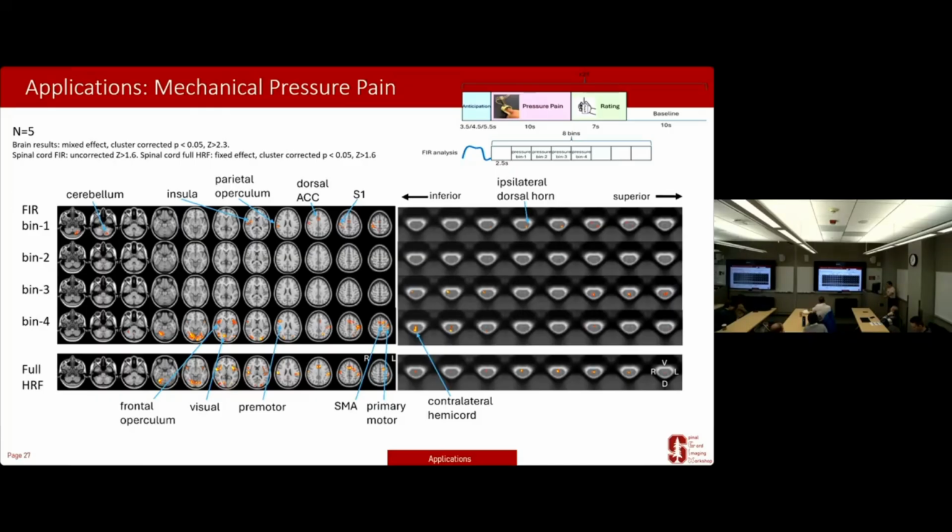So from this data, we see that mechanical pressure pain produces mostly phasic onset responses with matched cortical and dorsal horn engagement. But this important information is lost if we just use the conventional analysis.